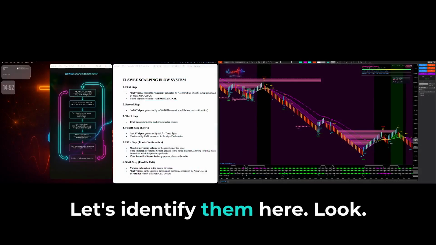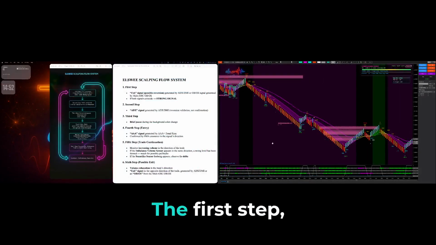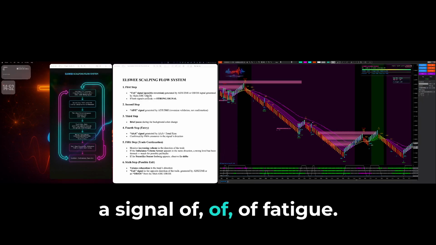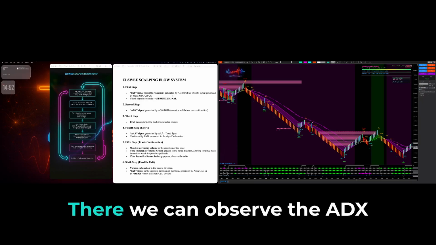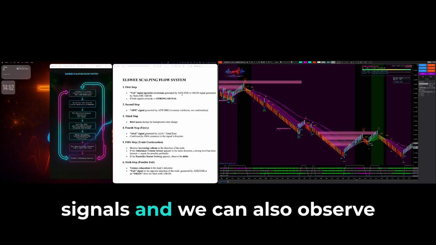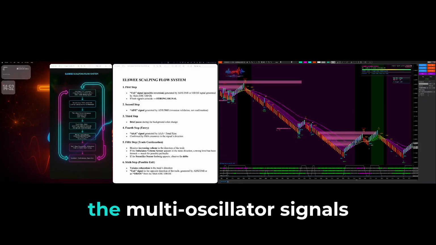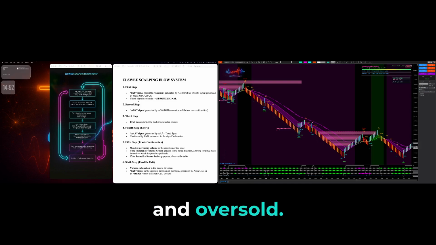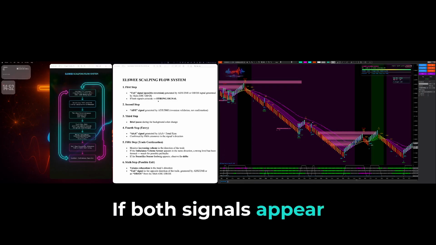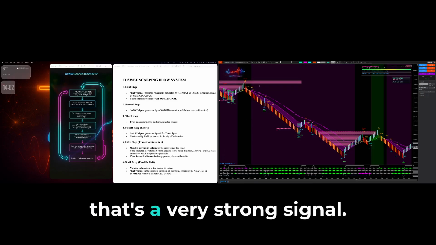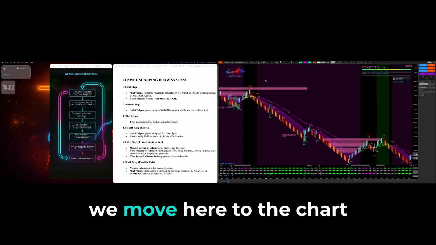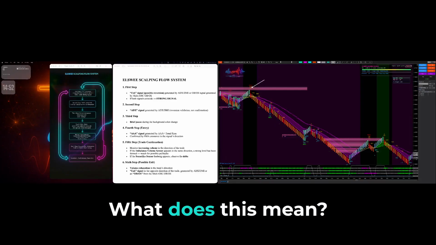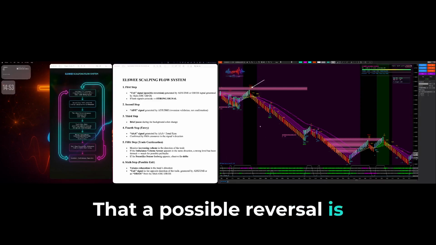Let's identify them here. Look, here we have one. The first step is to identify a signal of fatigue. There we can observe the ADX signals, and we can also observe the multi-oscillator signals that provide us with overbought and oversold. If both signals appear at a level, that's a very strong signal. Then we move here to the chart, and here on the chart we see a fatigue signal. What does this mean? That a possible reversal is coming.